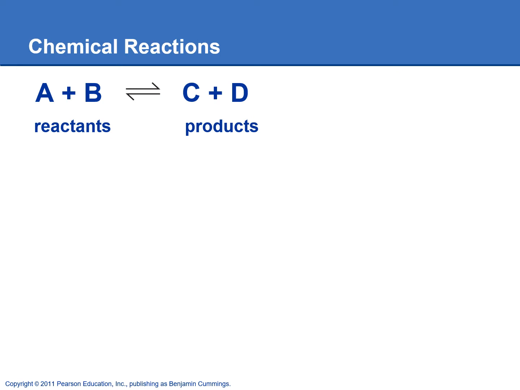So when you're looking at a chemical reaction, remember that what you start with over here on the left, these are the reactants. And then over here on the right, what you end up with when you're finished, these are the products.